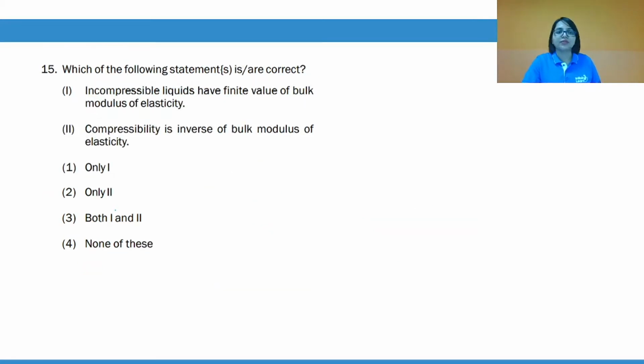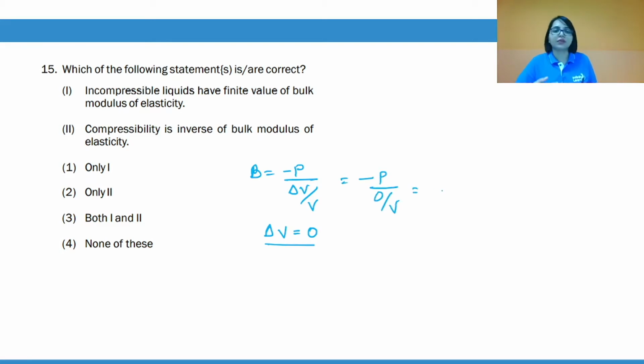Next question is question number 15. Which of the following statement is or are correct? Incompressible liquids have finite value of bulk modulus of elasticity, right? So bulk modulus is minus P upon delta V by V. But if the liquid is incompressible, you cannot change the volume of the liquid. So delta V is 0. So basically this is minus P upon 0 upon V. So it is 1 upon 0, which is infinite, right? So for incompressible liquids, the value of bulk modulus is infinite, not finite. So this statement is false.